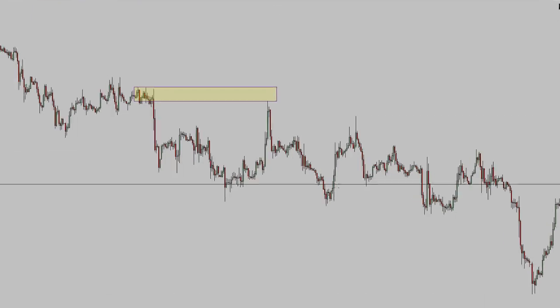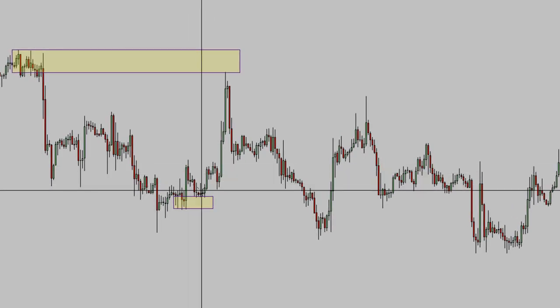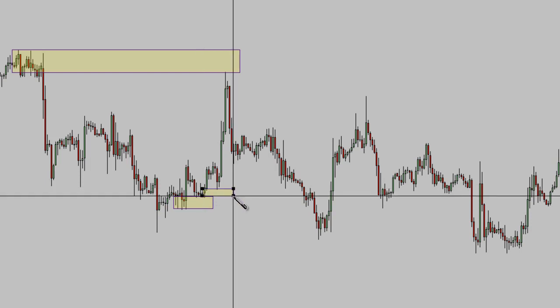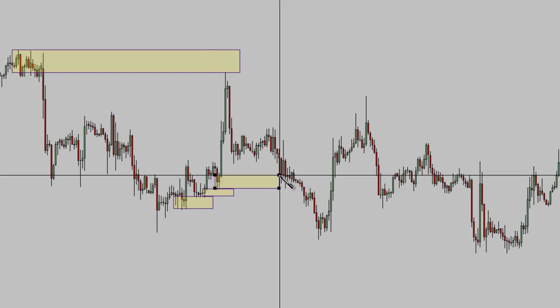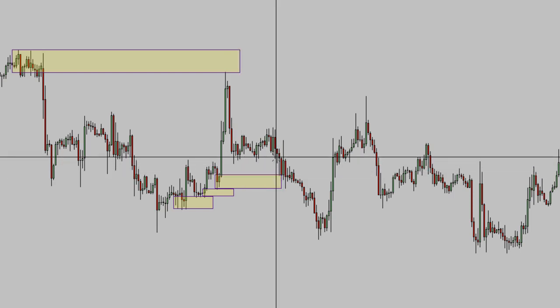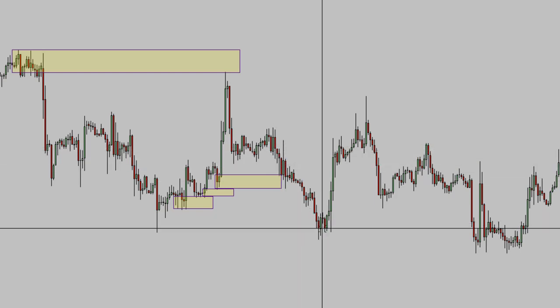Well, in order to move like this, it had to eat up the pockets of demand. And we can see that there was a pocket of demand over here. Price moved up fast, came back down and absorbed the buyers, so it could later break through that area. There's also another pocket of demand over here, and it has absorbed those buyers as well. There's another pocket of demand here, and price, this little wick here, bounced off of that, absorbed the buyers, and then was able to break through and continue its move.